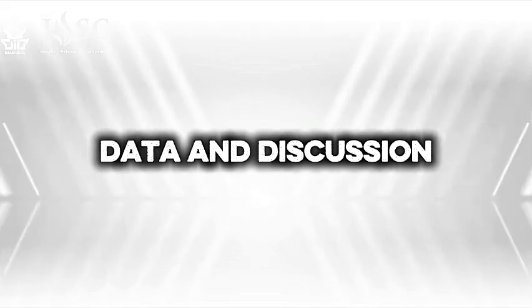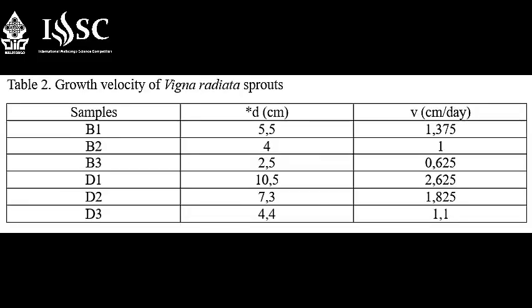Data and discussions. The experiment results show that visible light has a negative effect on the stem length growth of Vigna radiata. It can be seen in Table 1 and Table 2 that sprouts placed in the dark, coded D1, D2, and D3, have higher stem length and growth rate than the sprouts exposed to light, coded B1, B2, and B3. However, the stems of sprouts exposed to light were greener, fresher, and stronger than those not exposed to light.